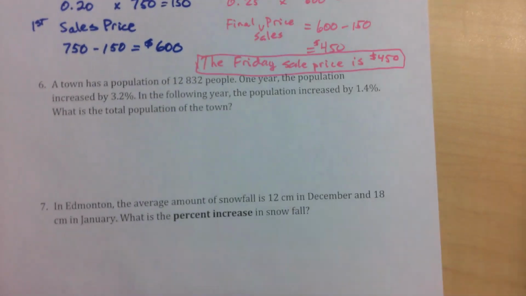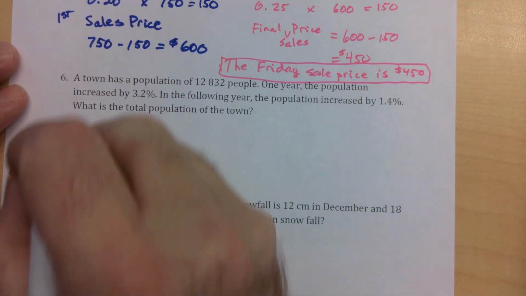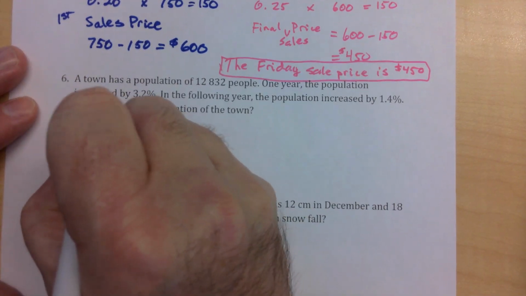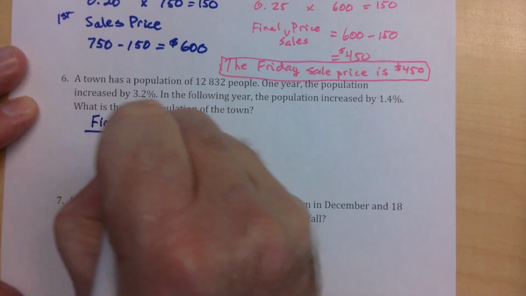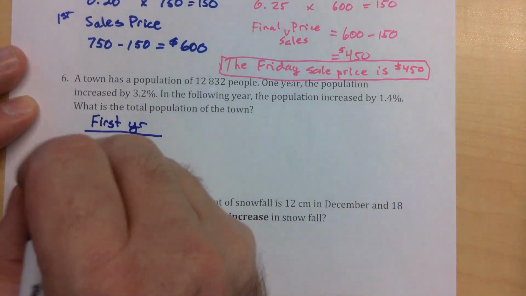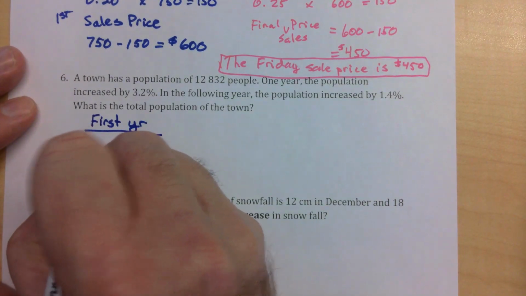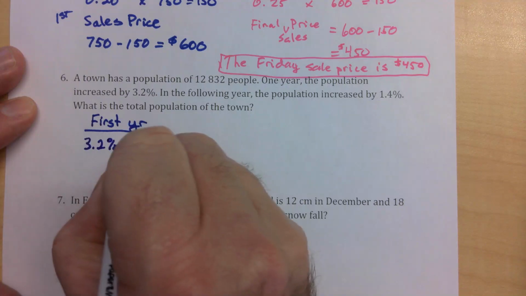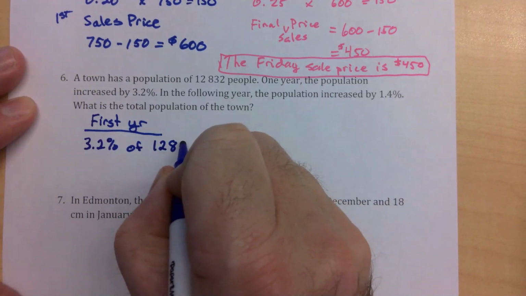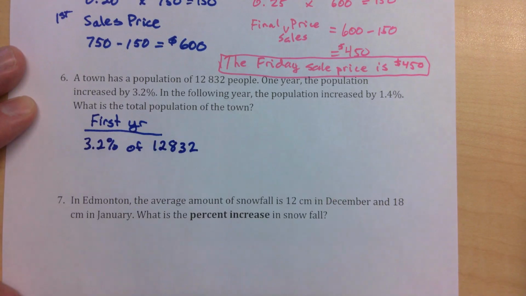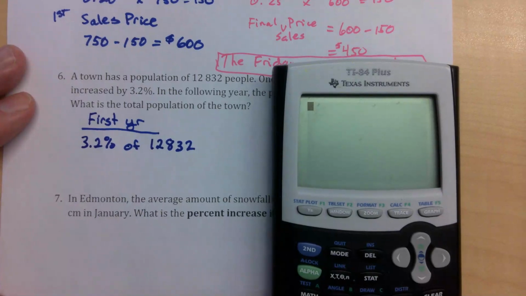Here's the way I would do it. Okay, if you didn't quite get what I was saying there, I would organize this so I'd say, okay, what happened in the first year? Well, in the first year, we're supposed to take 3.2% of 12,832 people. Okay, let's figure out what that is.